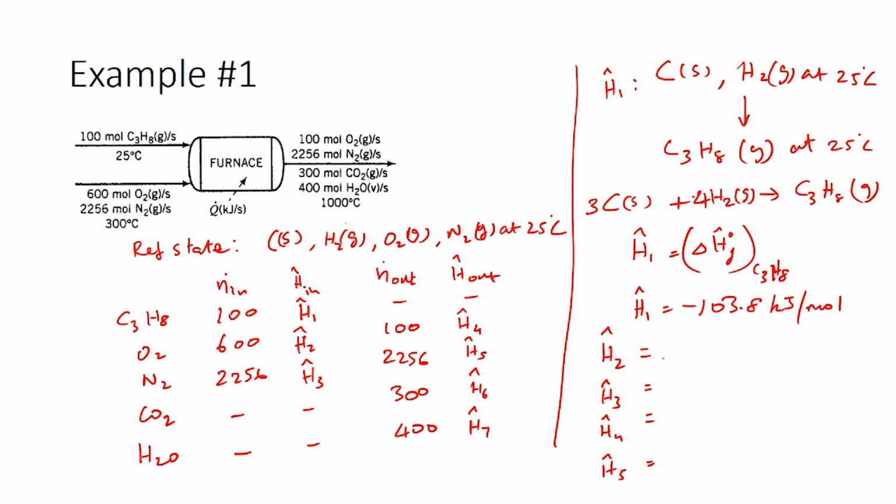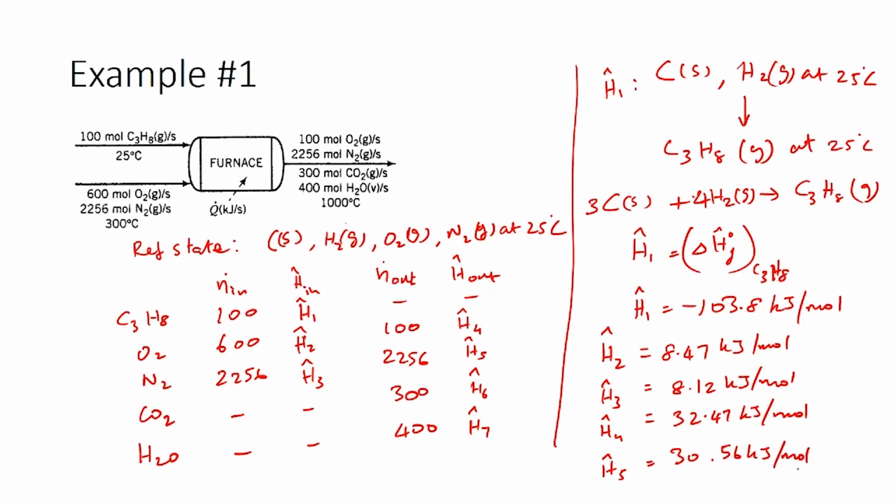H2 cap would be 8.47 kilojoules per mole and H3 cap would be 8.12 kilojoules per mole and H4 cap would be 32.47 kilojoules per mole and H5 cap would be 30.56 kilojoules per mole. So, these values are the same as what we had obtained for the heat of reaction method. Now, the unique thing has to be for H6 cap and H7 cap, where compounds are involved.